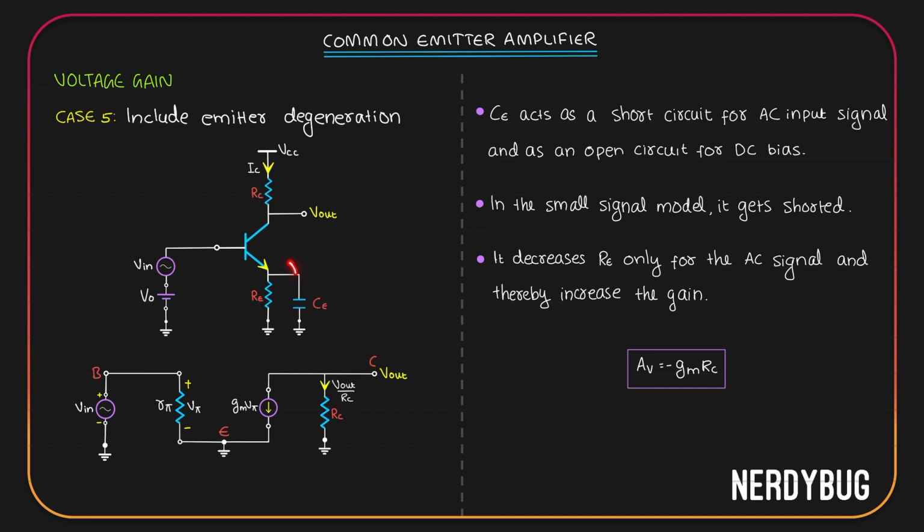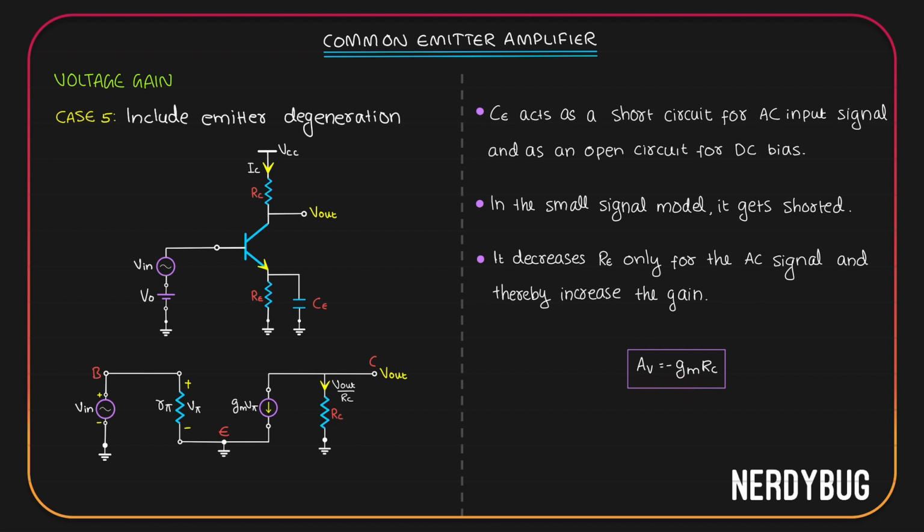What did adding RE do to our circuit? It made sure our Q point became stable. That means IC became stable. If IC is stable, then gm is stable, because gm is IC by VT. If gm is stable, then our gain is also stable. See what I did there?